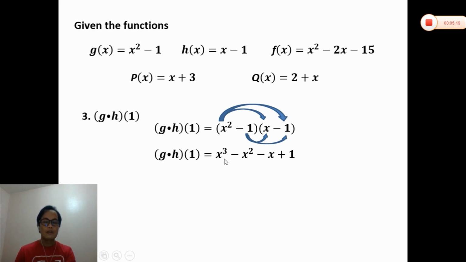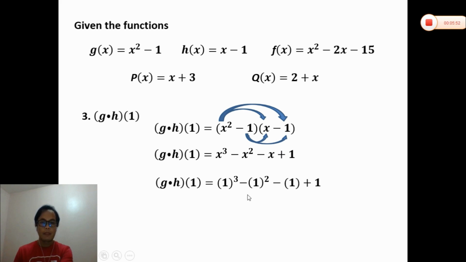Now, since there are no like terms here, we have x cubed, x squared, x, and 1. So there are no terms to be combined. What we need to do is to just simply evaluate the function using 1. So substitute 1 in this function, the x here becomes 1. We copy the cube, we copy the minus. Then x is 1, we copy the squared. Then we copy the minus. Instead of writing x, we change that with 1. Then we just simply copy 1.